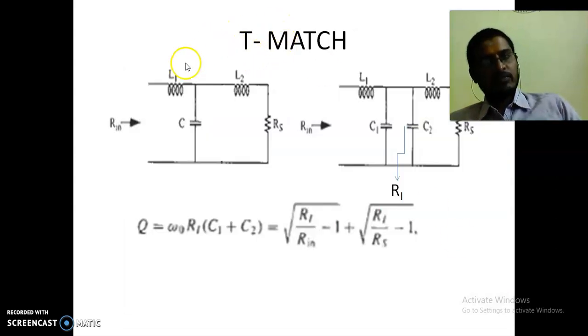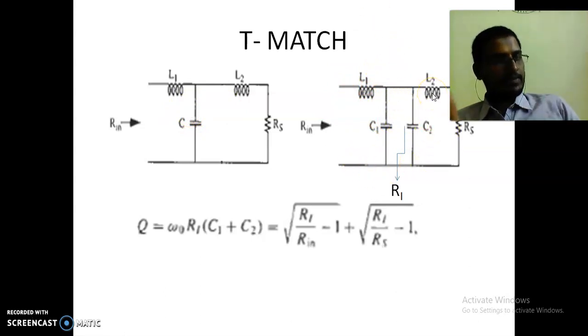Next, T match. Why is it called T match? Because it is in the form of a T shape. So here we have L1, L2 and C, with series resistance RS and input resistance RN. To analyze this, we split it into two L sections. So C is split as C1 plus C2. This is one L section, and this is another L section.